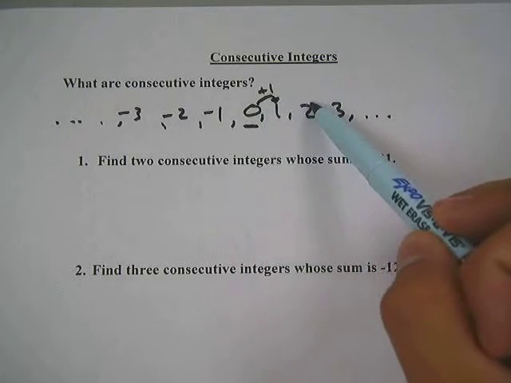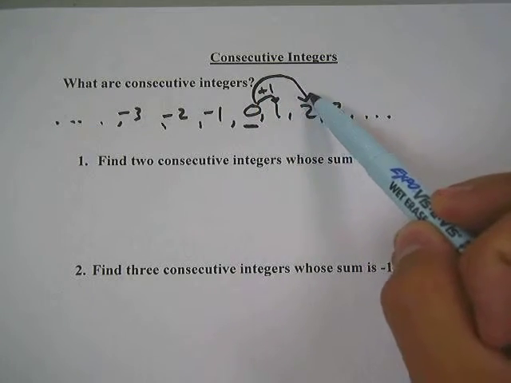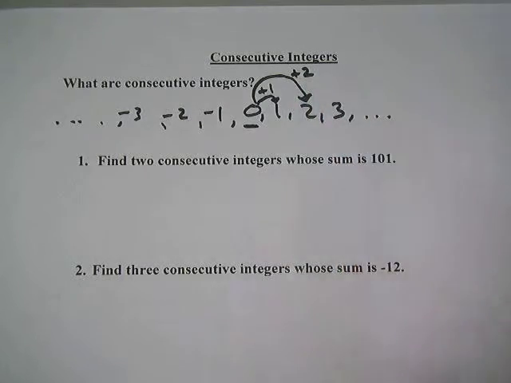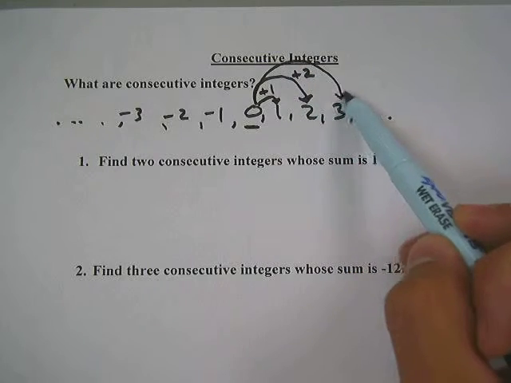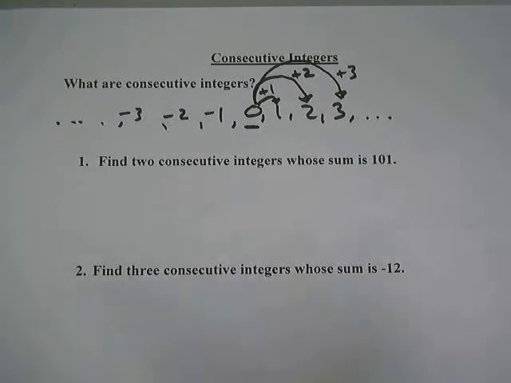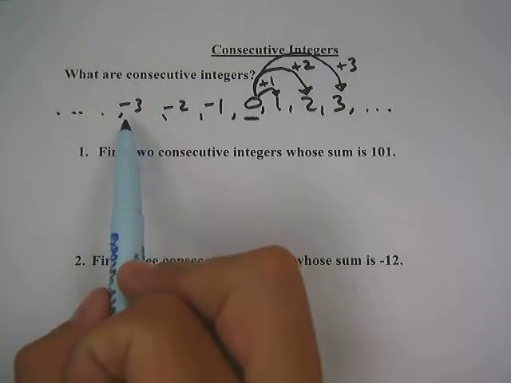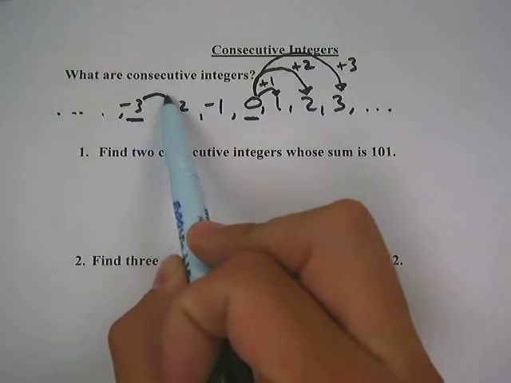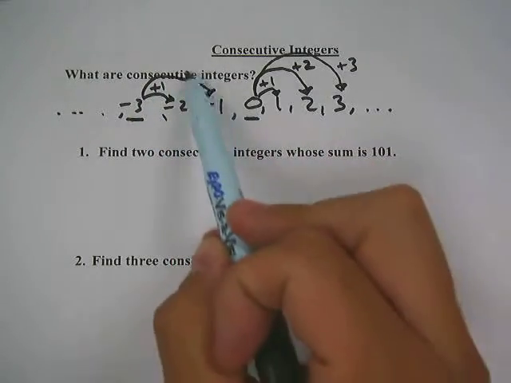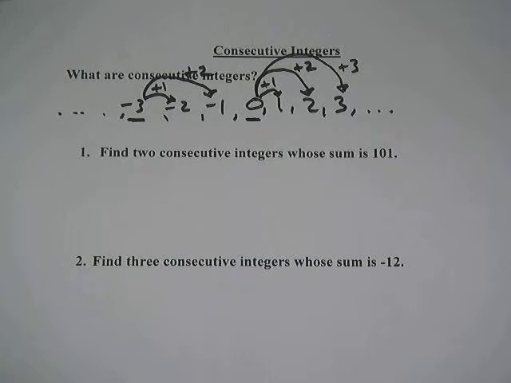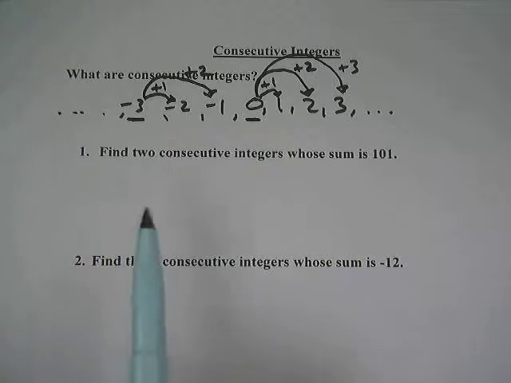And what if I were to take 0 and go to the next number, from here to here? What would you have to do? You would have to add 2. And if I did from 0 to the next number, I would add 3. And that's true for any of these numbers. If I were to start here at -3, how would you go from -3 to -2? You would have to add 1. -3 to -1, you'd have to add 2. So if you're going to go consecutively from one number to the next, all you have to do is start with one number and add 1, add 2, add 3, etc.